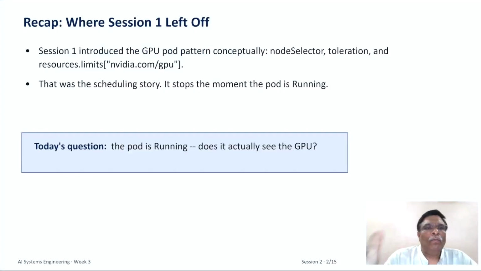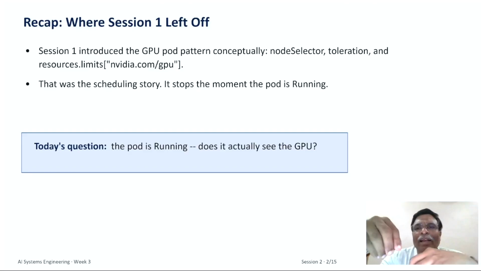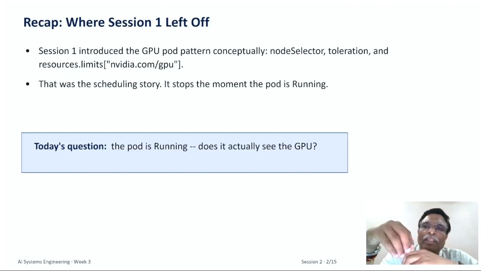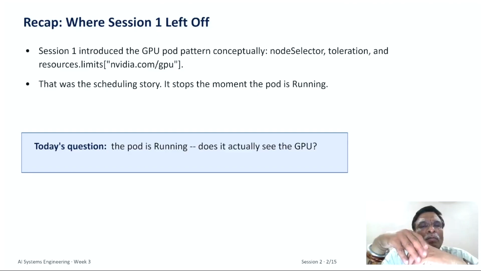Session 1 introduced the GPU pod pattern conceptually, right? We discussed that there will be some node selector, and some toleration, certain taintedness, and resource limitation, because we need the pass-through for the driver, which detects the GPU, and so on. And we just saw that as a scheduling story.